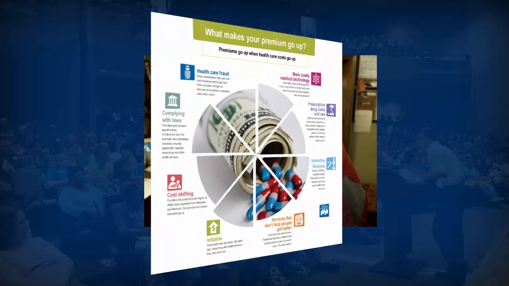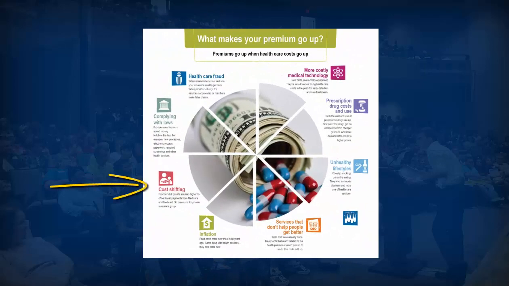So now that we understand a little bit better some of the reasons that we see increasing costs in healthcare, let's talk about a couple of ways that we work to contain those costs. One way that it is done is through cost shifting. And this tends to be problematic for our healthcare system.